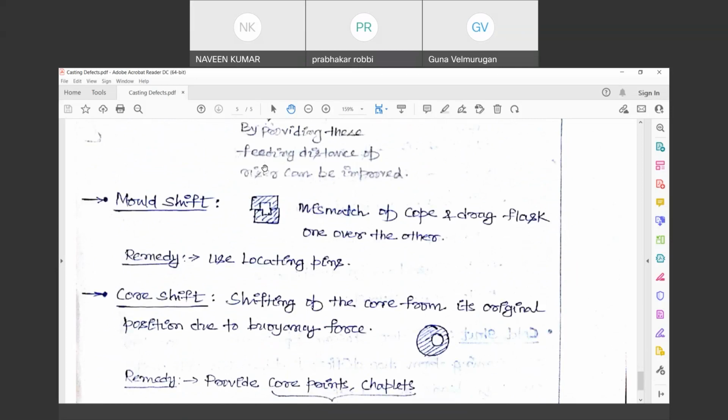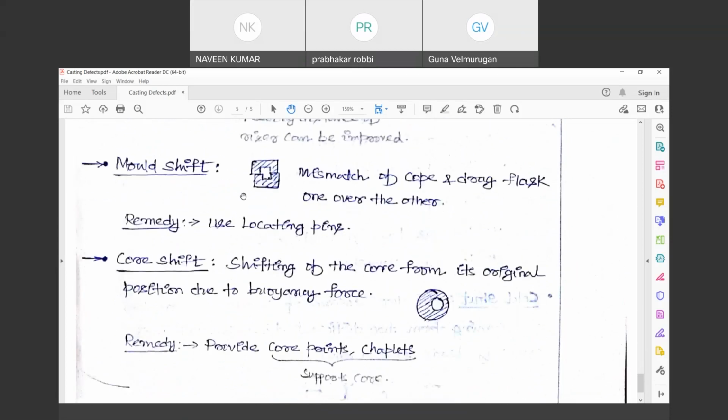Another is mold shift and core shift. Obviously, we will use dowel pins to match the mold halves, but if you didn't have proper dowel pins or there are some issues there, then mold shift will happen. It may be because of human error, or sometimes because of the liquid metal, that the mold shifts. We are not providing a proper clamping mechanism here. So instead of getting a square cross section, you'll get a weird cross section.